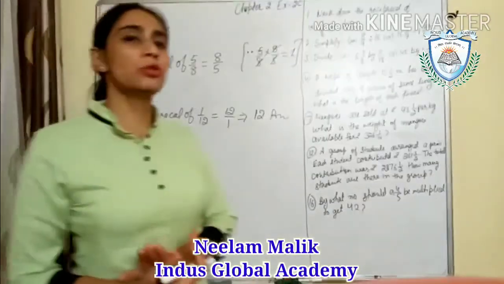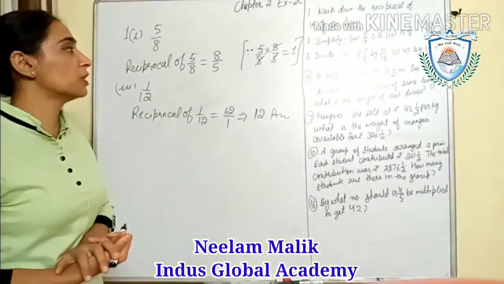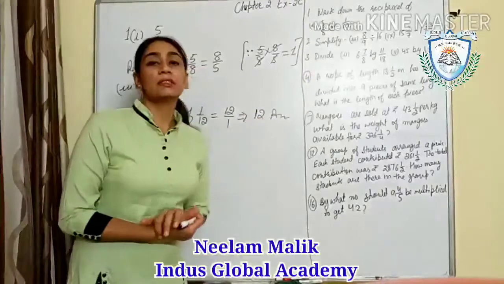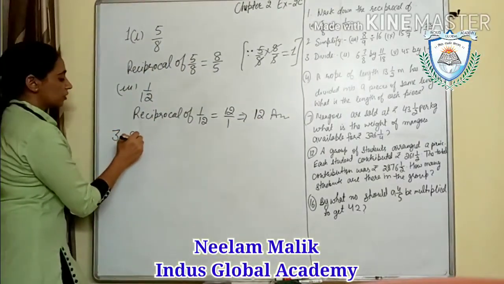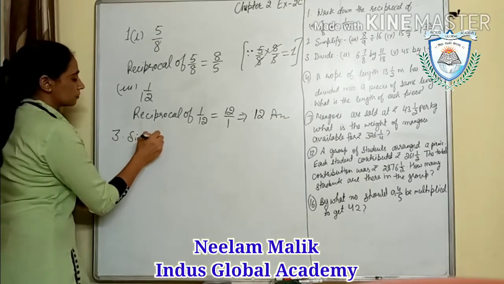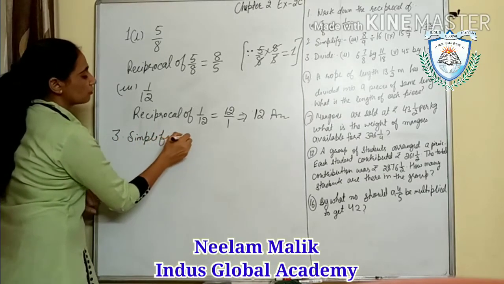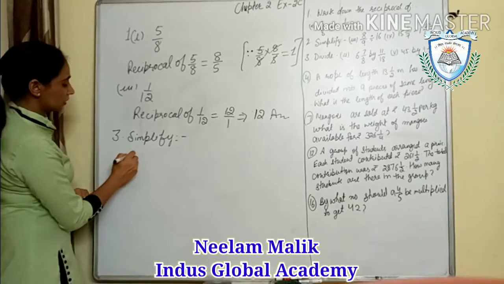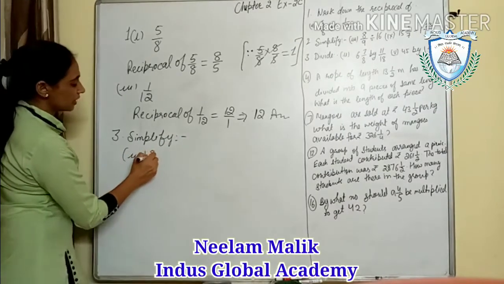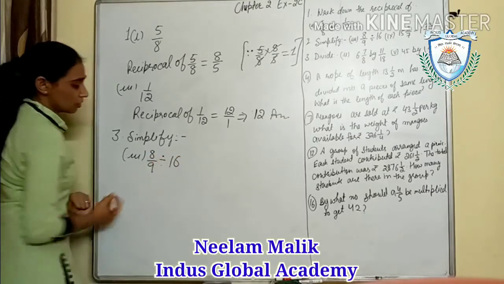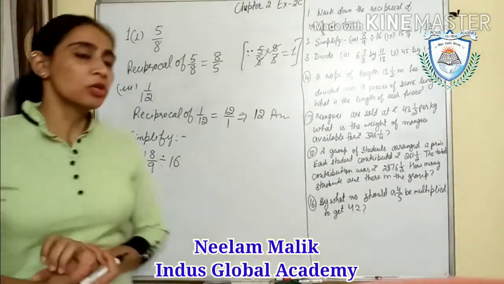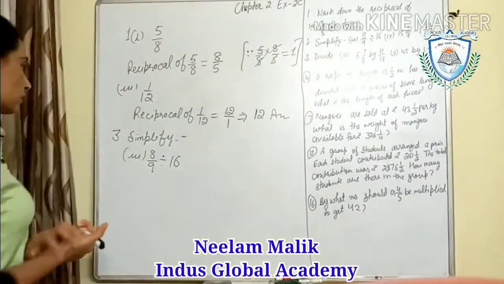In the question number 2 we have to simplify the given numbers. So I have taken here third part. We have to simplify the given numbers. What is that? That is 8 upon 9 divided by 16. So what we will do here?